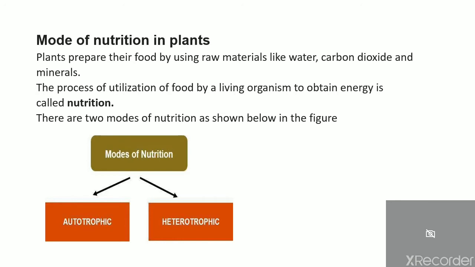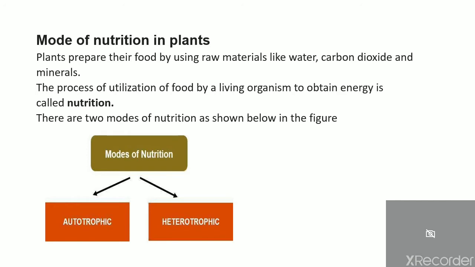And after taking in food, what has to be done? It is being digested, then it is being absorbed and then utilized by the body. Why? To obtain energy, yes, to perform all the life activities. So that is called nutrition. So I'll just repeat the definition of nutrition. Nutrition is the process of taking food by an organism and its digestion, absorption and utilization by the body.